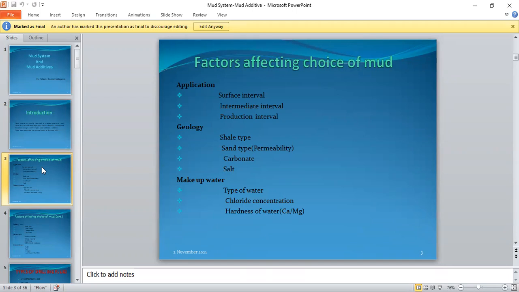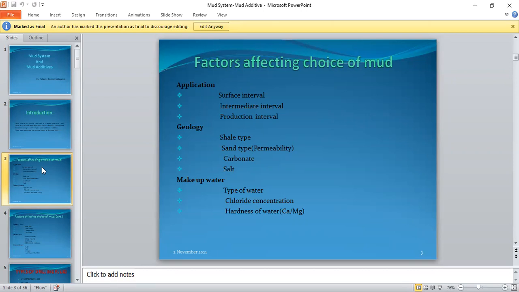Production zone, how is it going to be? Am I going to do a cased hole completion? Am I going to do open hole completion? With respect to that, you choose the mud, whether you use an OBM or you use enhanced water-based mud. So the choice of mud with respect to the application: surface hole or surface interval, intermediate hole or intermediate interval, production interval. Also, the formation type, the geology or the lithology.